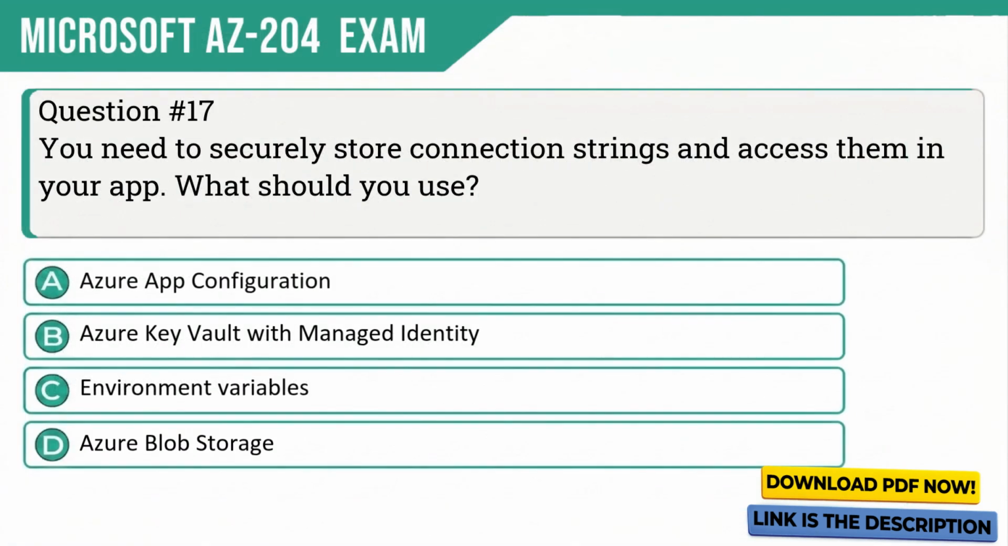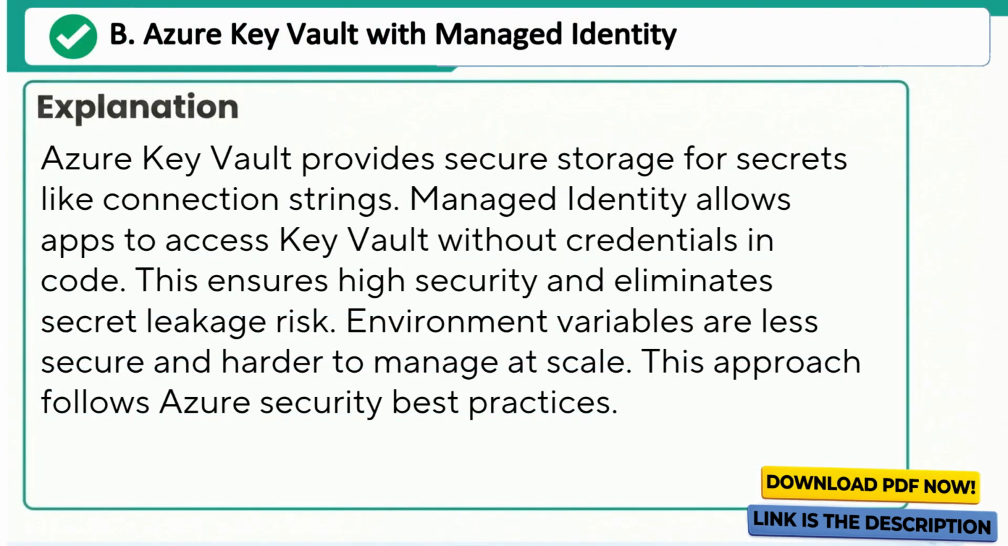Question number 17. You need to securely store connection strings and access them in your app. What should you use? A. Azure App Configuration. B. Azure Key Vault with Managed Identity. C. Environment Variables. D. Azure Blob Storage. Correct answer, B. Azure Key Vault with Managed Identity. Explanation: Azure Key Vault provides secure storage for secrets like connection strings.